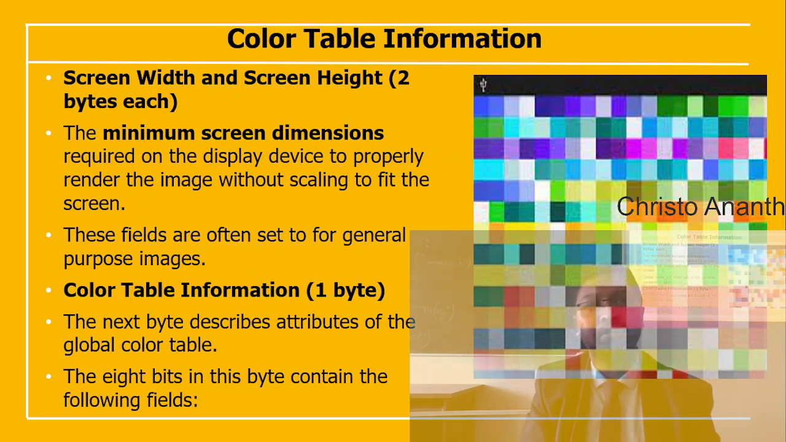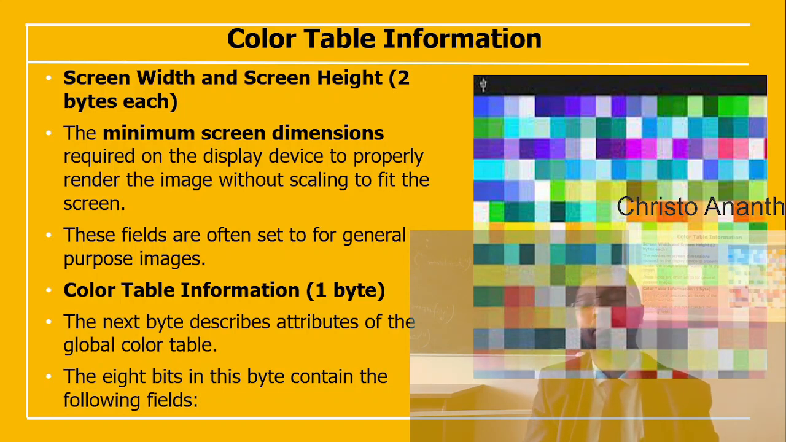So the screen descriptor will have screen width and screen height: screen width 2 bytes, screen height 2 bytes. These give the minimum screen dimensions actually required on the display device to render the image without scaling to fit the screen. So these are used for general purpose images.